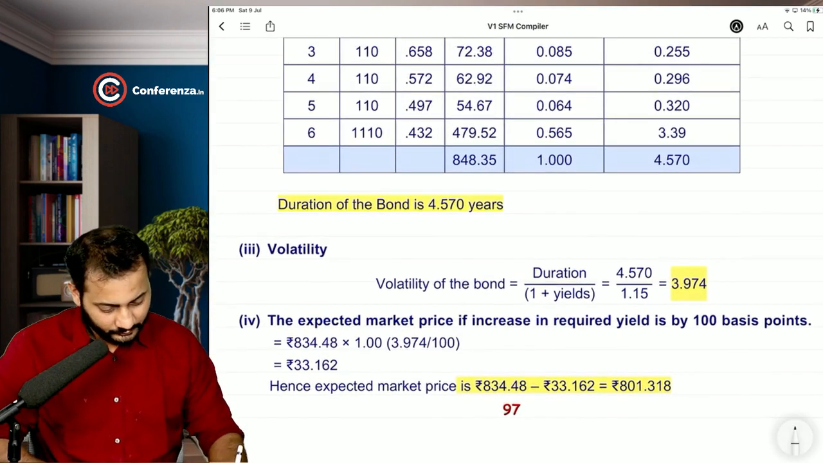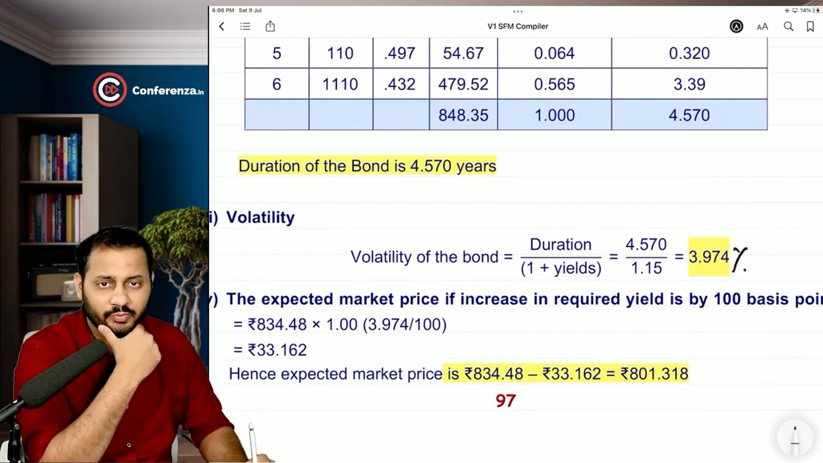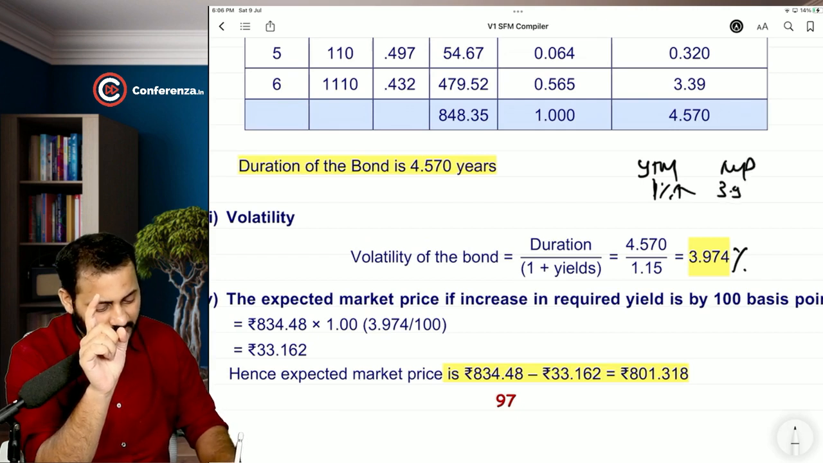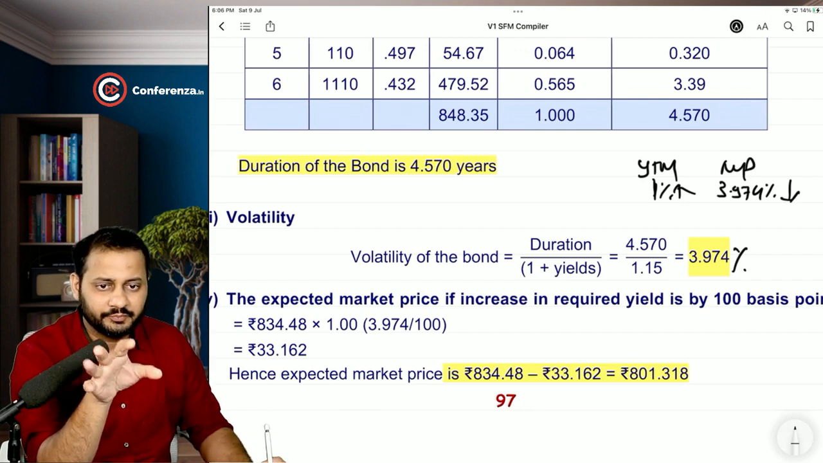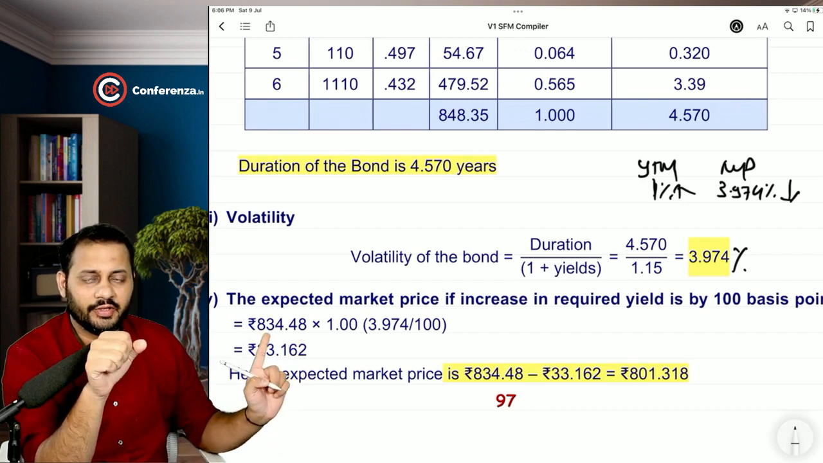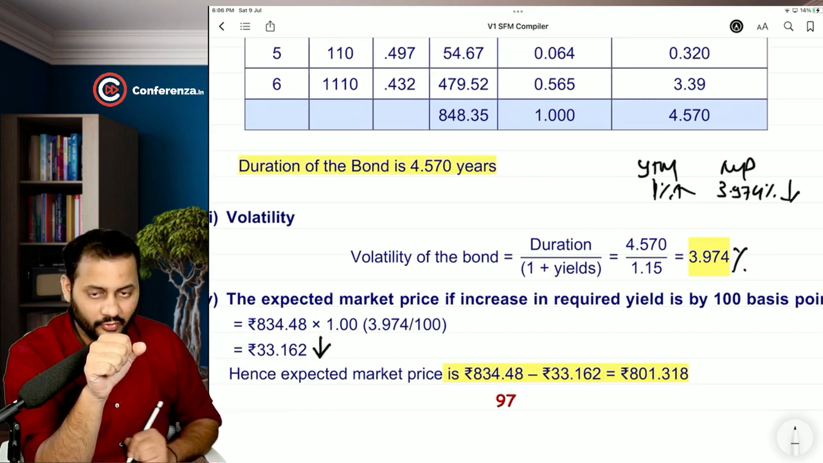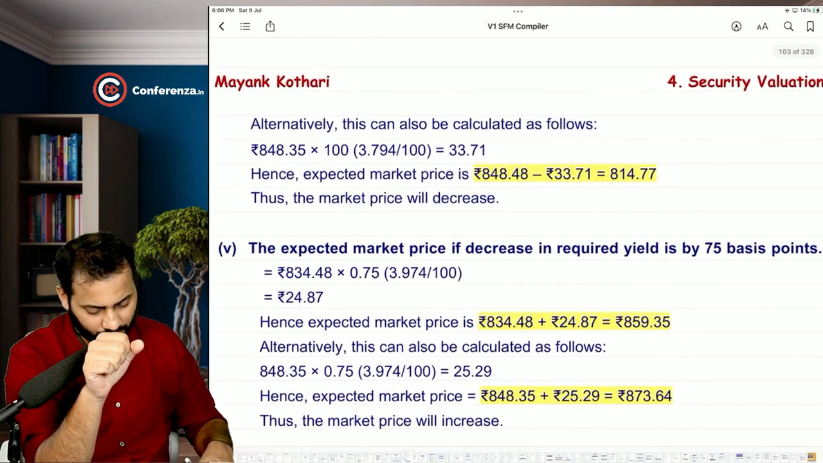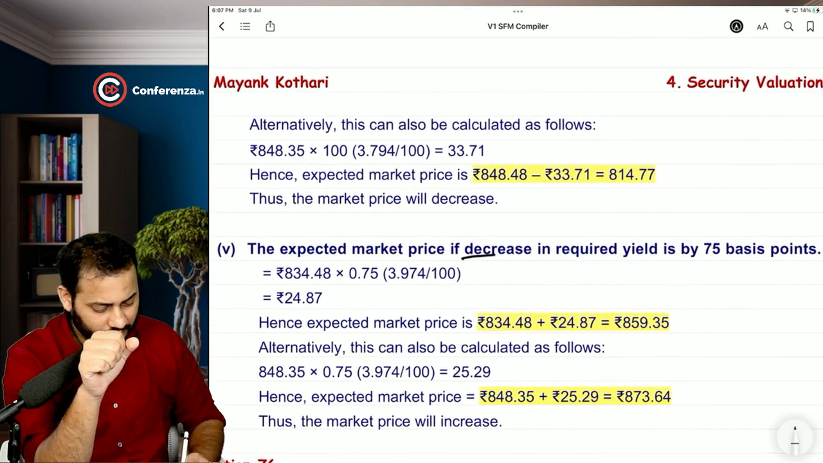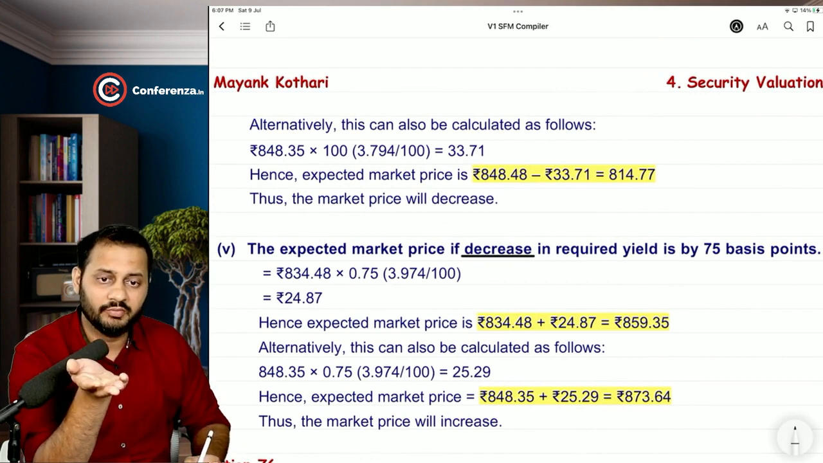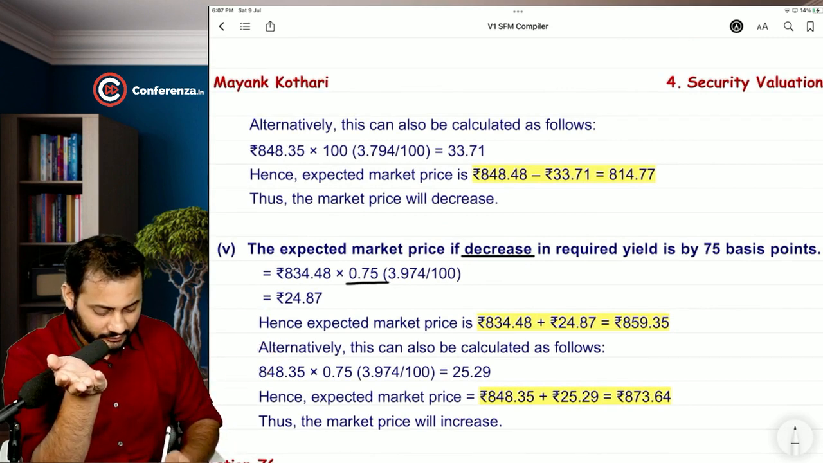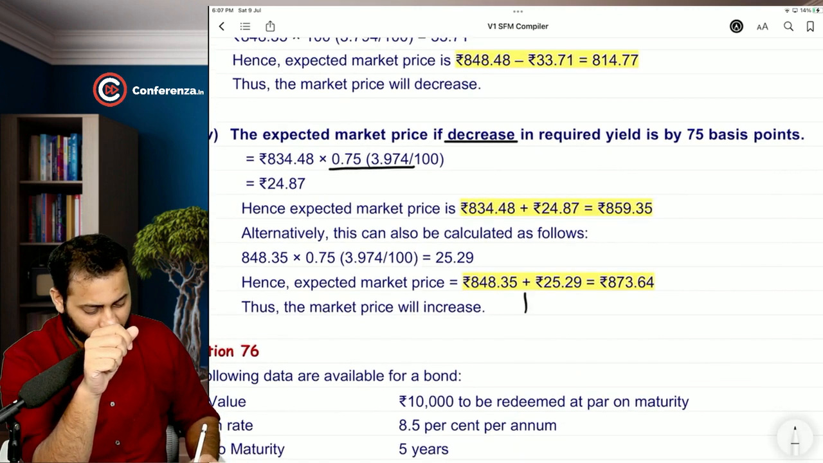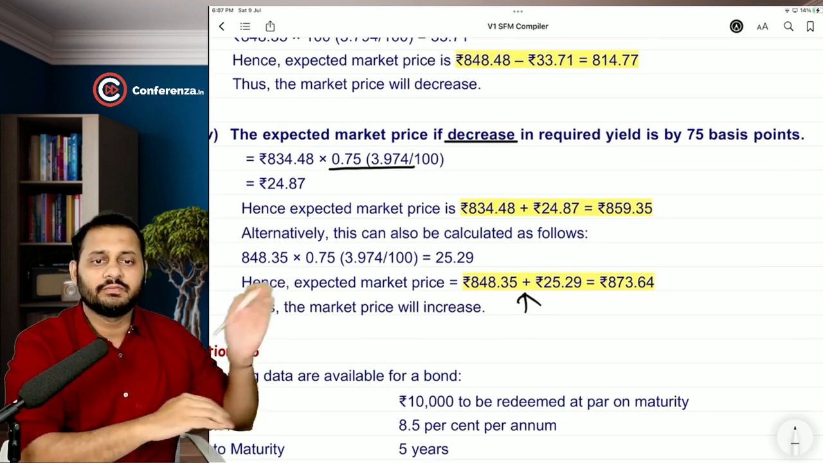See. So if the volatility is 3.974%, it means if the YTM goes up by 1%, market price will go down by 3.974%. Okay. So 3.974% of 834 comes to this. That means the market price will go down by this much amount. Down means the minus sign should be there. And in the second part, the YTM is decreasing, so market price will go up by this much. So the amount will be 0.75 into 3.974, the proportionate percentage or the proportionate volatility we can say. And it will go up. There will be a plus sign because the YTM is going down, so market price will go up.